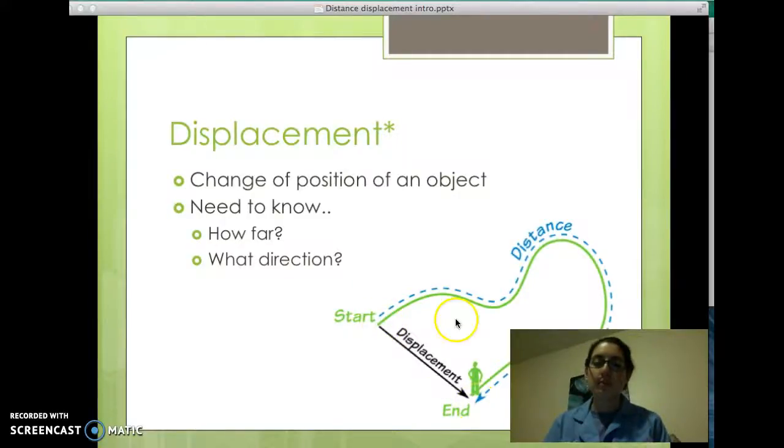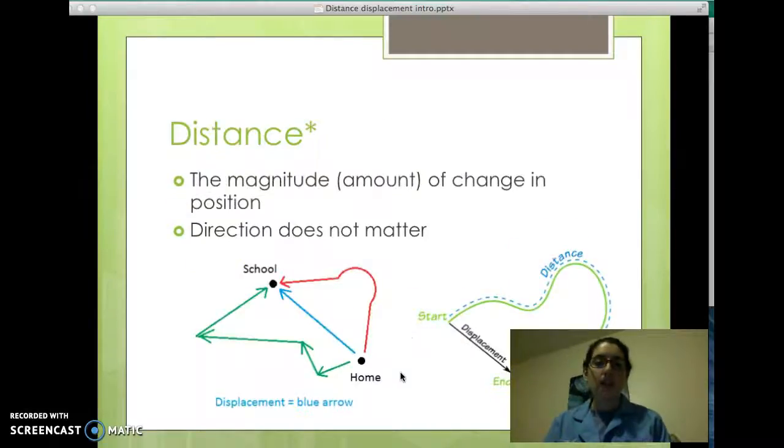So even though this man traveled all this distance, which is our next vocab word, his displacement from start to finish was actually only this black line. And it looks like it was in the positive direction. So make sure you write those notes down. And then lastly, distance is the magnitude or amount of change in position. And in this case, the direction does not matter.